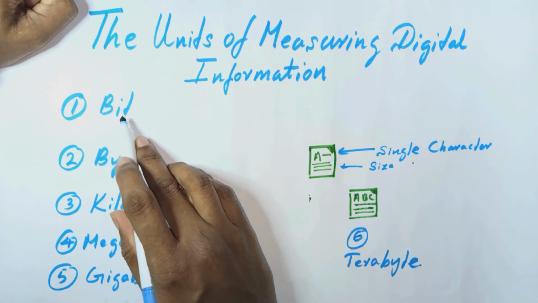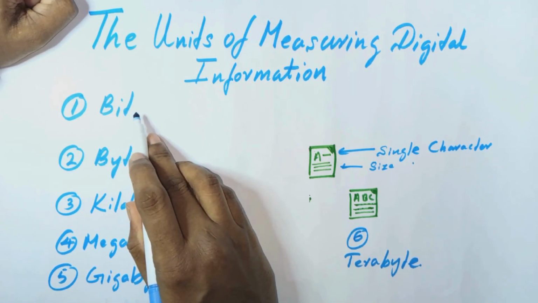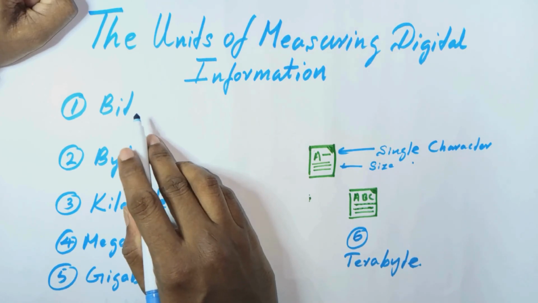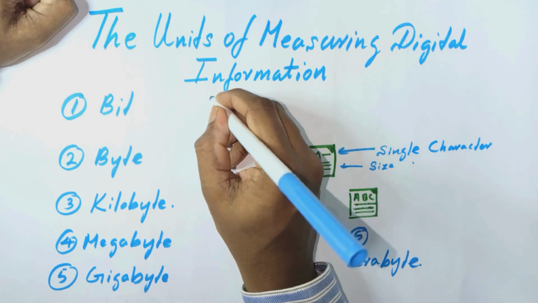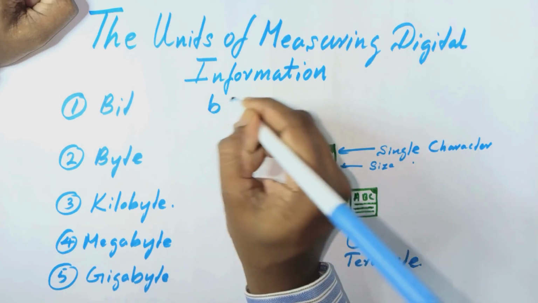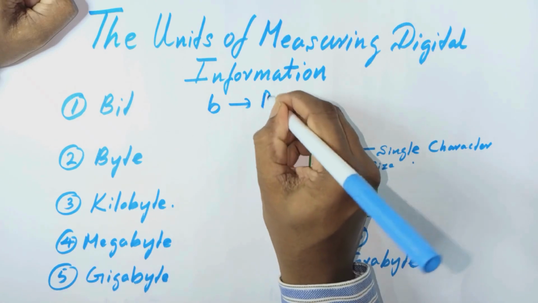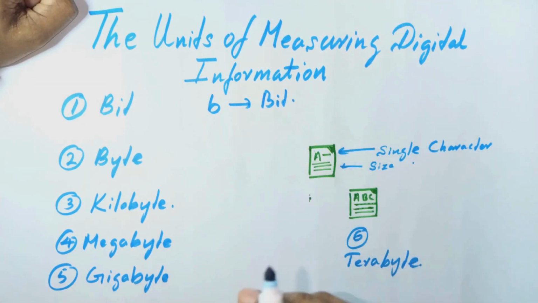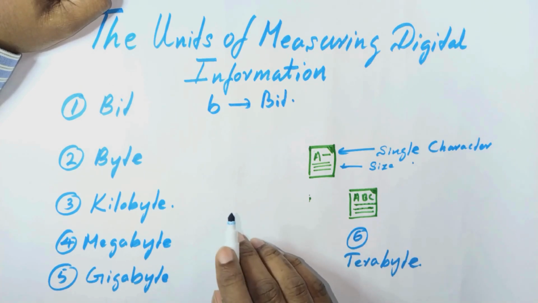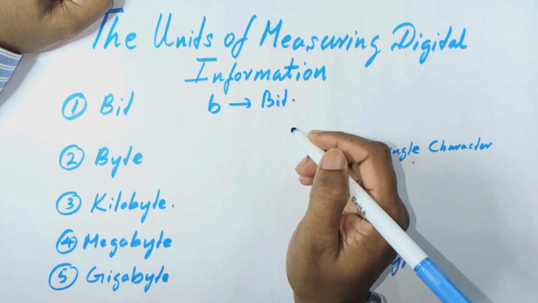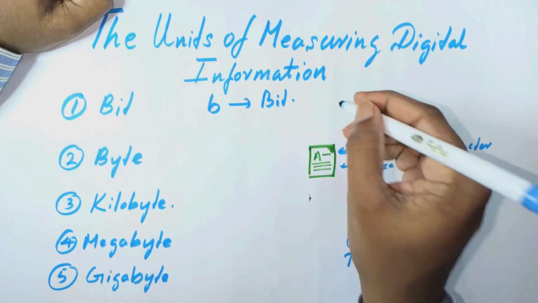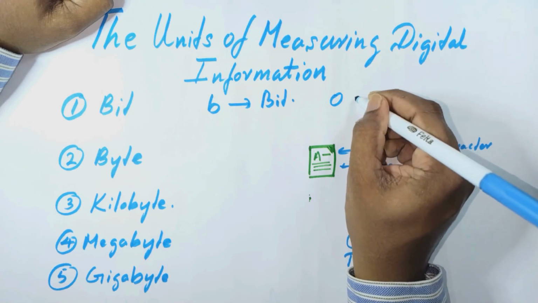Okay, the bit is the smallest unit used to measure data in computing, and lowercase b represents a bit in computing. Here is one of the important points. A bit can hold only one of two values, mostly either 0 or 1.